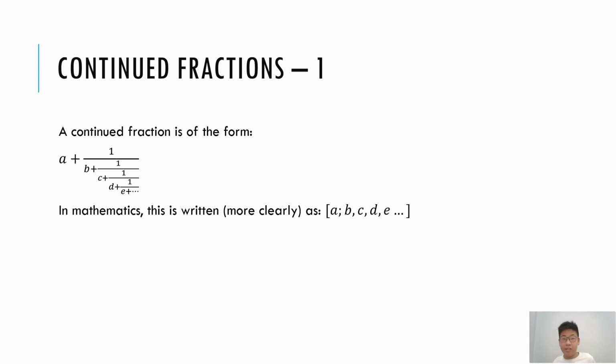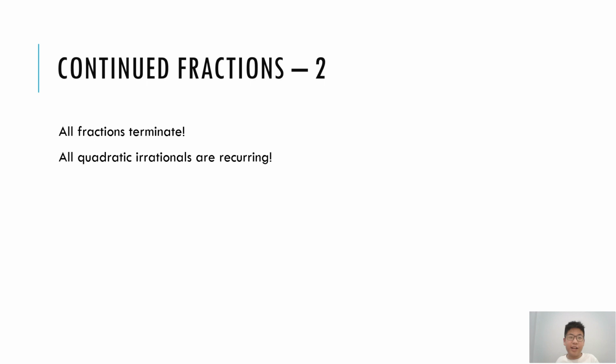This is why the bracket notation is easier, because if you spend your whole life writing ones, you might only get to 100,000. If you use bracket notation, it can be a lot longer and a lot more compact. And I can go further to say this is more elegant than decimal representation. We'll see why. All fractions terminate and all quadratic irrationals are recurring.